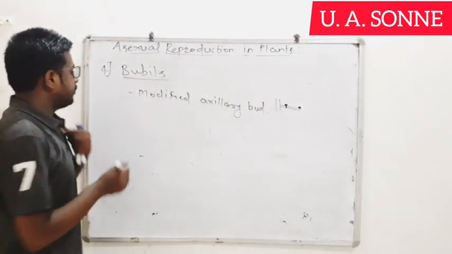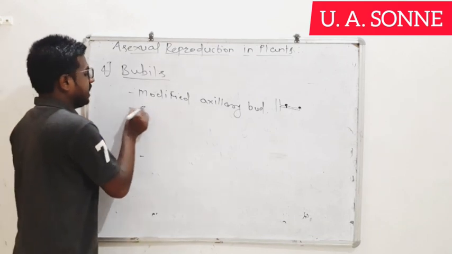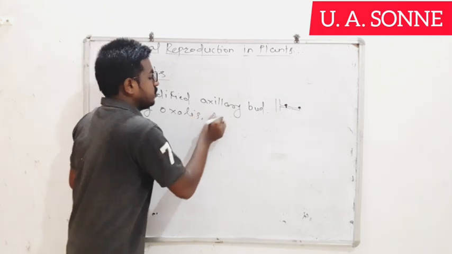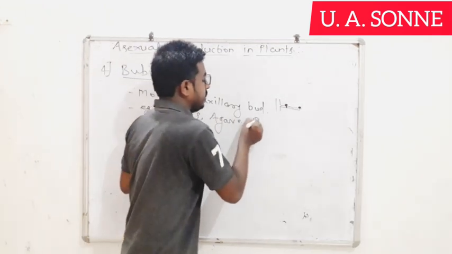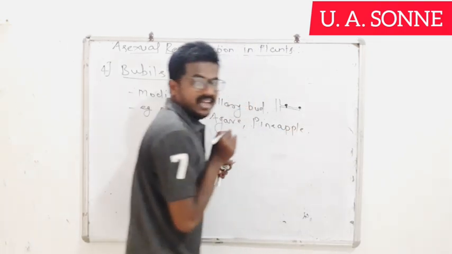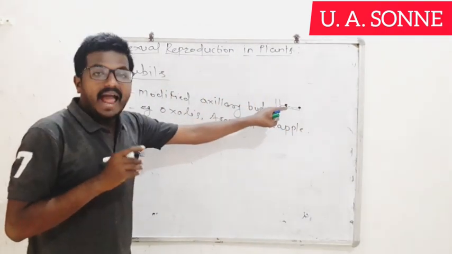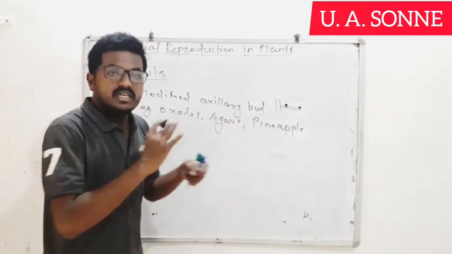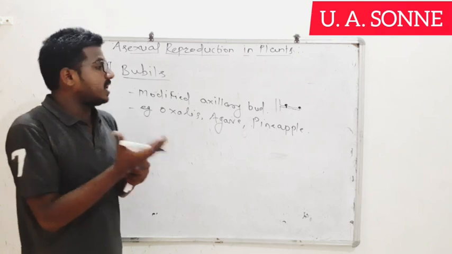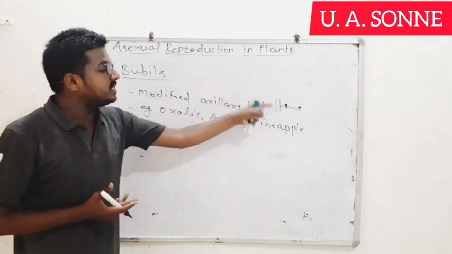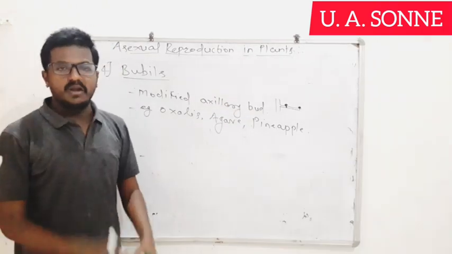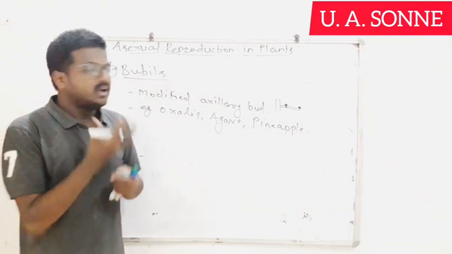This is observed in the case of oxalis, agave, pineapple, ananas. And this bulbil acts as a vegetative propagule. Once it falls down onto the surface of soil, it grows as a new individual, and that's why it is also called a vegetative propagule, meaning of vegetative reproduction, vegetative propagation.